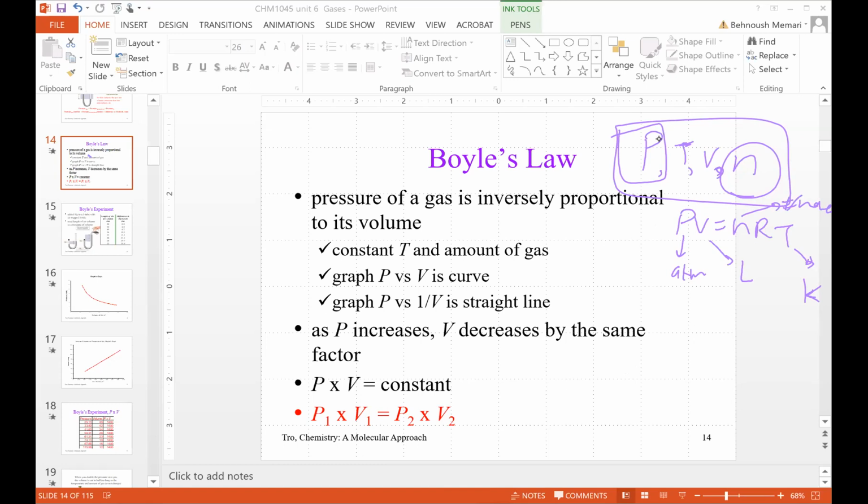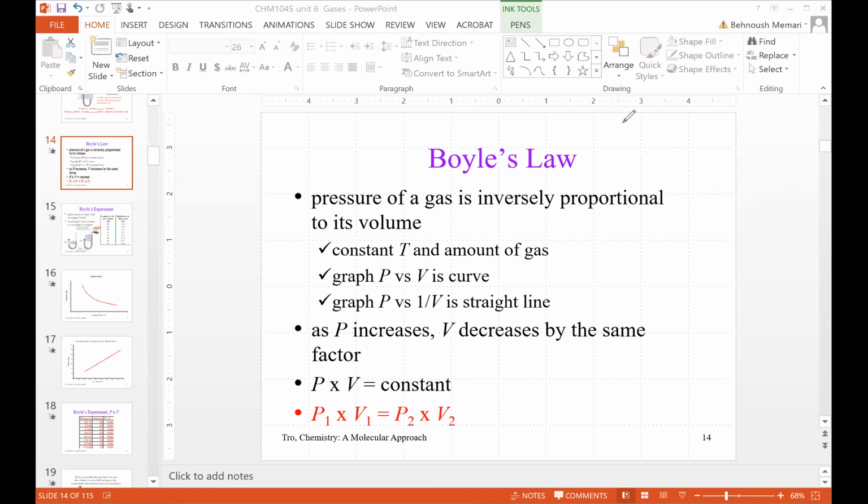I gave you the last law first, so you see that these four are all related. And this formula for the ideal gas law is used for one condition only, okay? One condition. So what is Boyle's law? Boyle's law is talking about the relationship between pressure and volume. It says if you increase the pressure, volume would go down. If you increase the volume, pressure would go down.